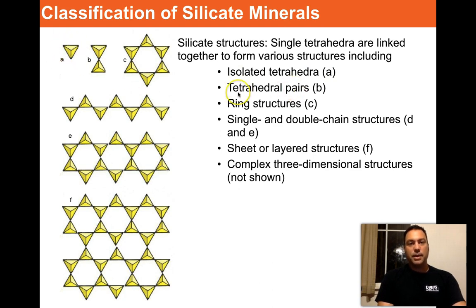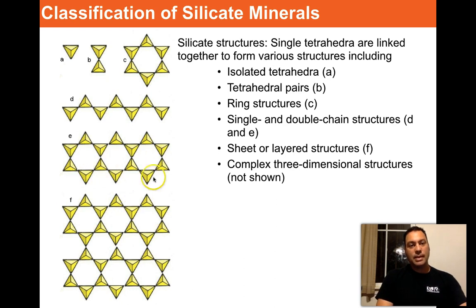The tetrahedral pairs, right? You can get tetrahedrons that connect and form these pairs. You get a ring structure where tetrahedrons will form a 6-sided star. Single and double chain structures. So here's a single chain where they alternate back and forth, back and forth, back and forth. And then the double chain is just simply this chain linked to another chain to form this here, right? And this looks basically like the ring structures all linked together. So you can see that there are some simple patterns that start to repeat.